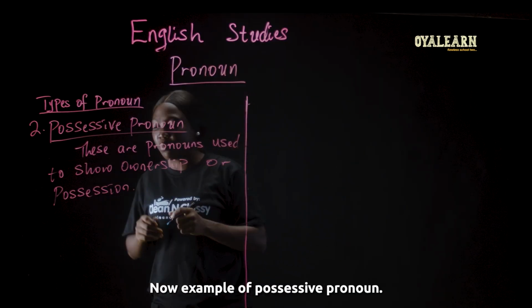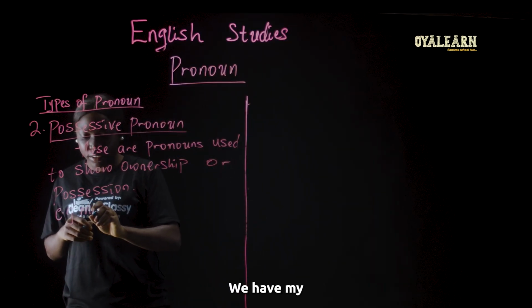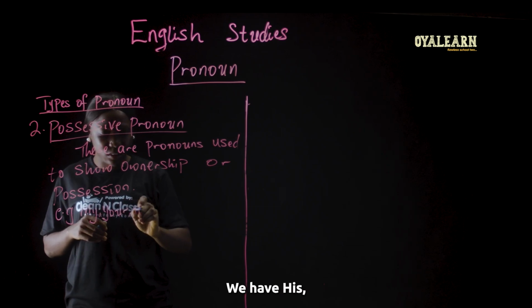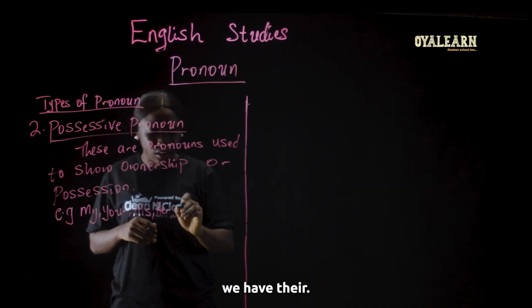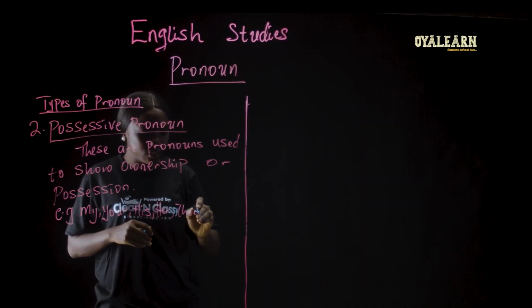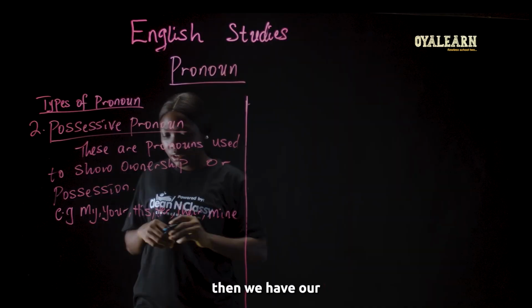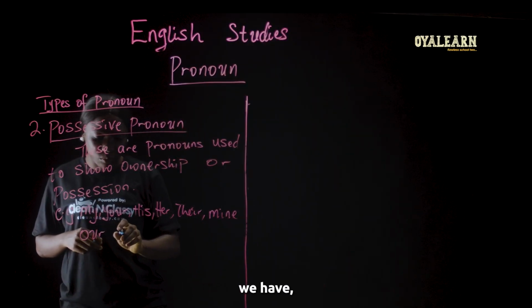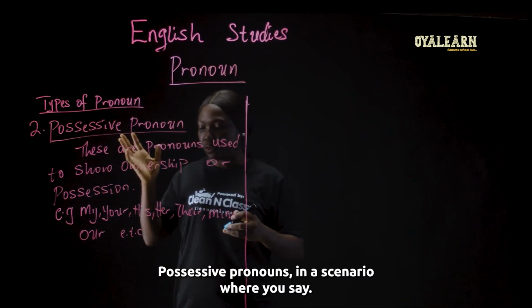Now, examples of possessive pronouns: we have my, we have your, we have his, we have her, we have their. We also have mine. Then we have our. Alright, so these are examples of possessive pronouns.